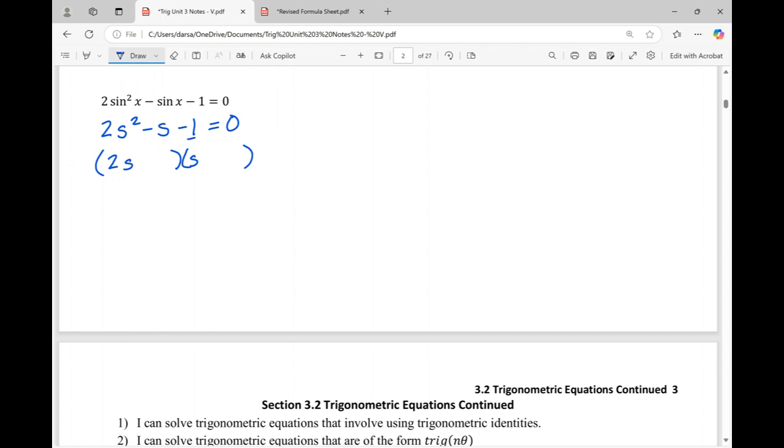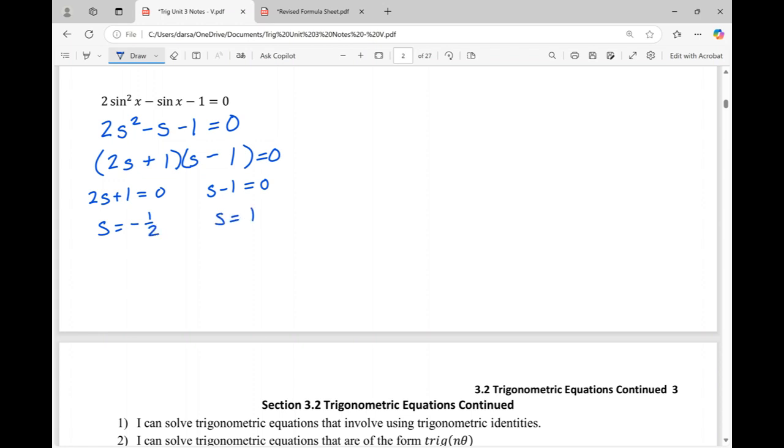What are 2 numbers that multiply to negative 1? Well, that's 1 and 1. And then I need to kind of experiment where to put my plus and minus. So I'll put the plus and minus here, and I'll check the outsides plus the insides. So I have a negative 2s plus 1s. That is negative 1s, like our middle term. So this is properly factored. Now we set each factor equal to 0. And we get that s is going to be equal to negative 1/2, and s is going to be equal to 1.